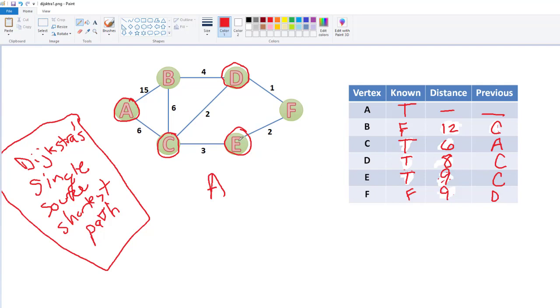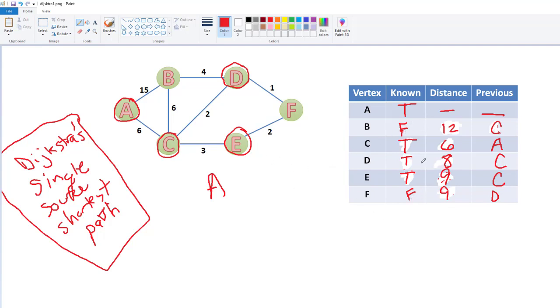Now we look at E, and it is connected to C and F. The only one of these that is still marked false is the F. So we say E's distance is 9, 10, 11 to get to F. F's is already at 9, 11 is not smaller than 9, so we leave it alone. We do not update it. So we're done with E.